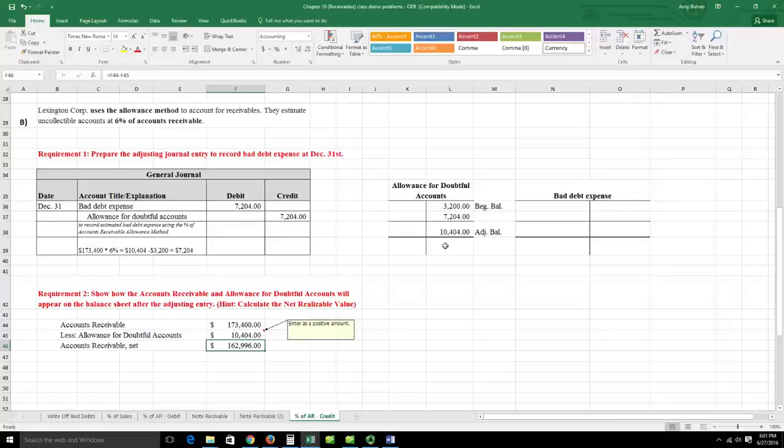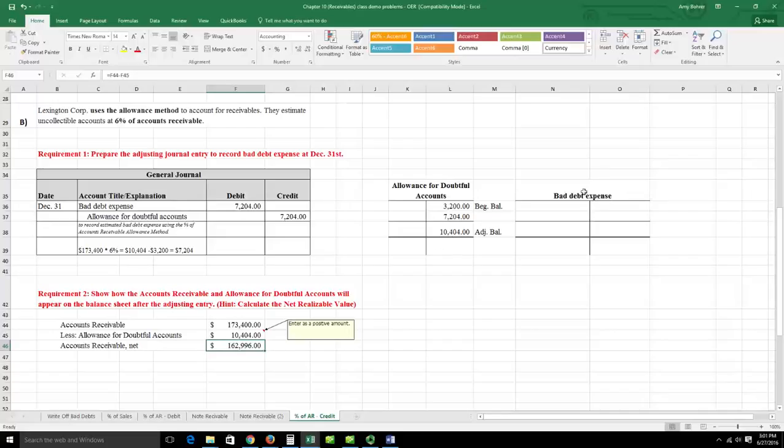One other thing I wanted to point out is notice my ending adjusted balance, my allowance for doubtful accounts, 10,404. That number should sound familiar, because remember, I was telling you that with the percent of accounts receivable method, when you take the accounts receivable balance, the unadjusted balance, and you multiply it times that percentage, that 6% that they gave you, the number you come up with is the amount that you want in your allowance account after the adjusting journal entry has been posted. So this 10,404 should always agree with the adjusted balance after you've posted the journal entry. Okay, if it doesn't, you've done something wrong.